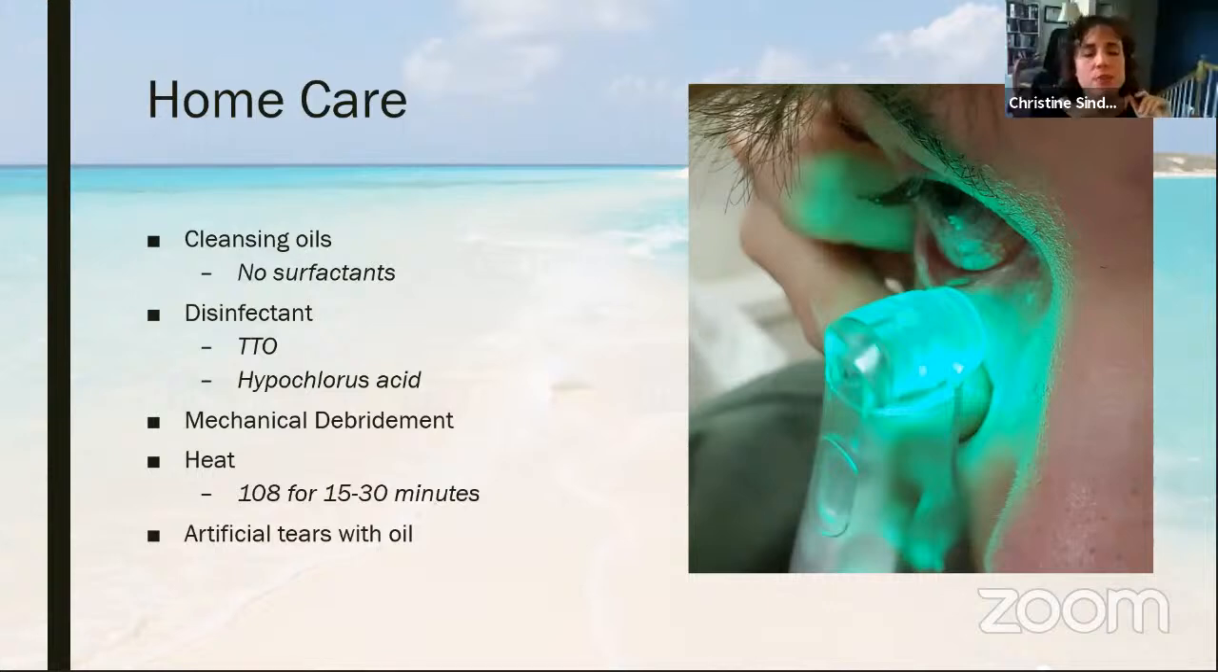Well, MGD is dry eye. I mean, it's all associated, right? Dry eye is a pretty generic term. Anything that's irritating to the ocular surface could be considered dry eye. MGD is a component of dry eye.